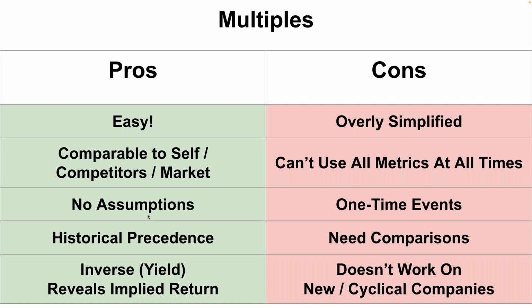On the flip side, multiples are often overly simplified. As we've seen with growth companies, you can't use valuation metrics at all times. And sometimes there are one-time events, income shocks, profit shocks, that can cause multiples to also look awry. So there are pros and cons to using multiple analysis when valuing growth stocks.